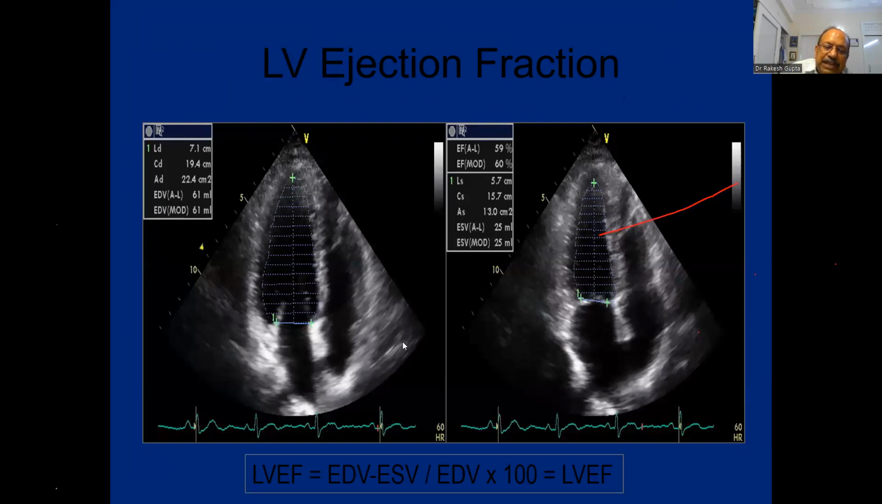Ejection fraction: the best approach is to go to the 6th intercostal space, ask the patient to take a breath, and then you can see a clear-cut LV apex. Trace the endocardium during diastole as well as systole. End diastolic volume minus end systolic volume, divided by end diastolic volume, into 100 will give you the ejection fraction.